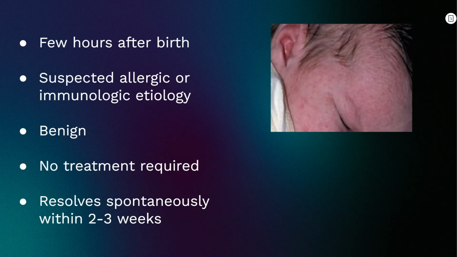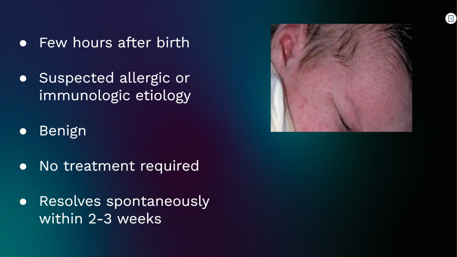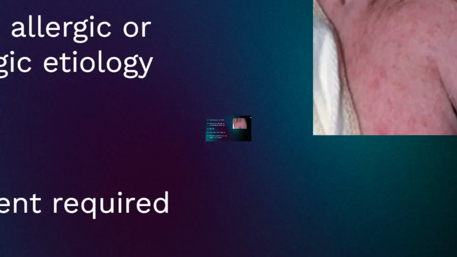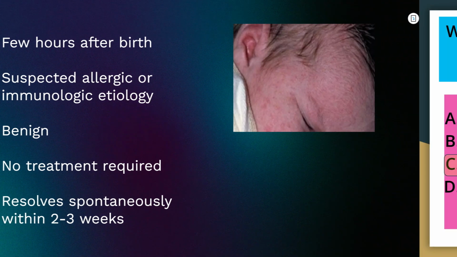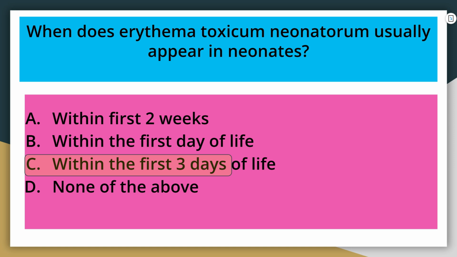A peripheral smear of the content in the lesion can be done, however it is not essential. Upon microscopic evaluation of a Wright stain smear, there is a copious amount of eosinophils seen, exceeding 90%, with a limited amount of neutrophils. No treatment is necessary for ETN. Simple reassurance is given to the parents regarding the benign temporary nature of this skin condition. So the correct answer to the question is option C, within the first 3 days of life.